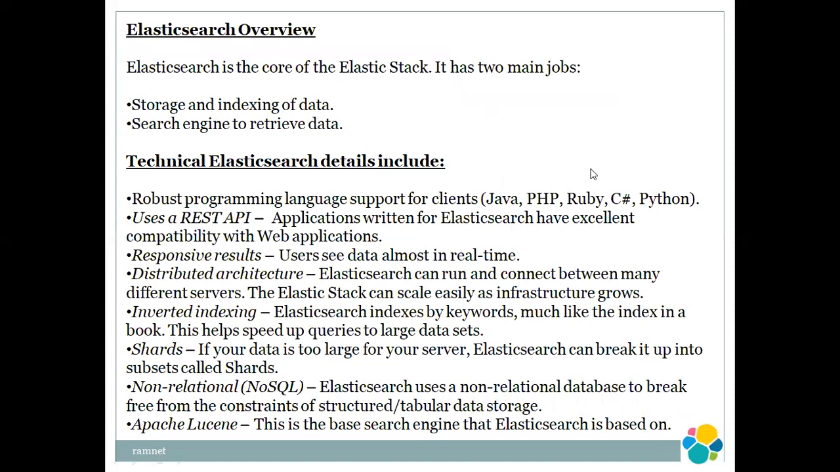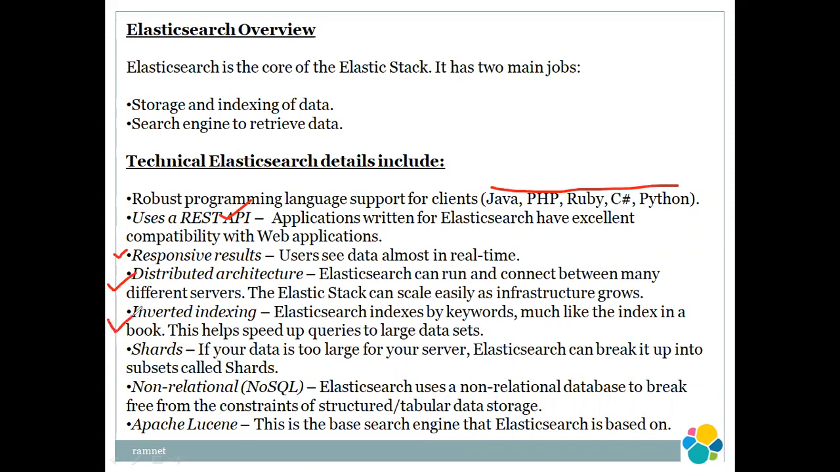Next, Elasticsearch overview. It is the core of the Elastic Stack. It has 2 main jobs: storing and indexing the data, and acting as a search engine to retrieve the data. This is what Elasticsearch is doing. Robust programming language support, like Java, Ruby, C, Python, and others, using the REST API. Applications written on Elasticsearch have excellent compatibility with web applications. Responsive results: users see the data almost in real time. Distributed architecture: it can connect with many different servers and scale easily as the infrastructure grows.